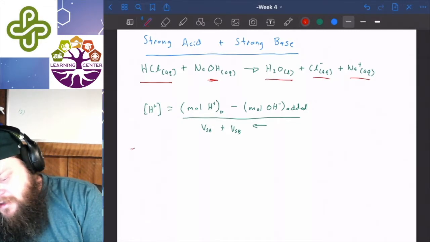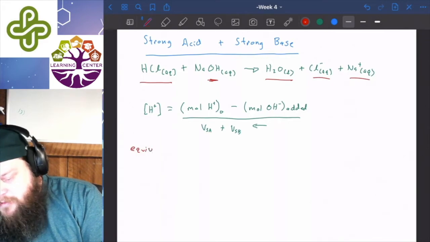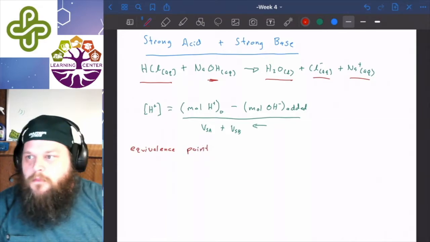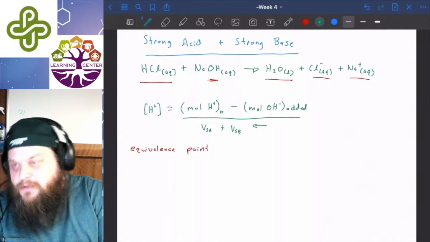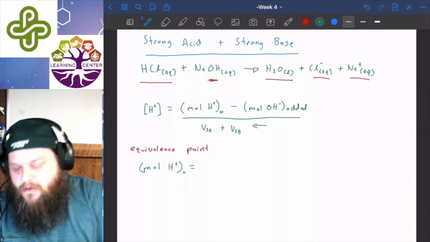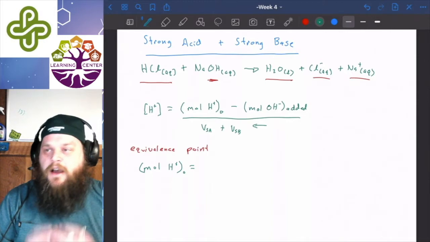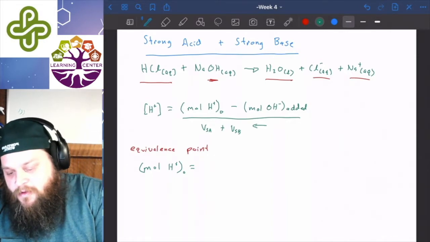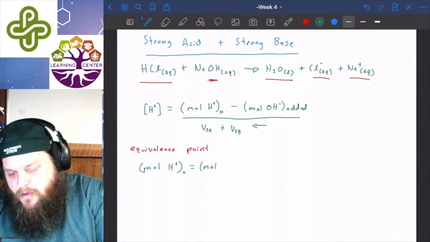So as I mentioned earlier, the equivalence point. The equivalence point is when the initial moles of hydrogen ions are equal to the moles of hydroxide ions that we added.